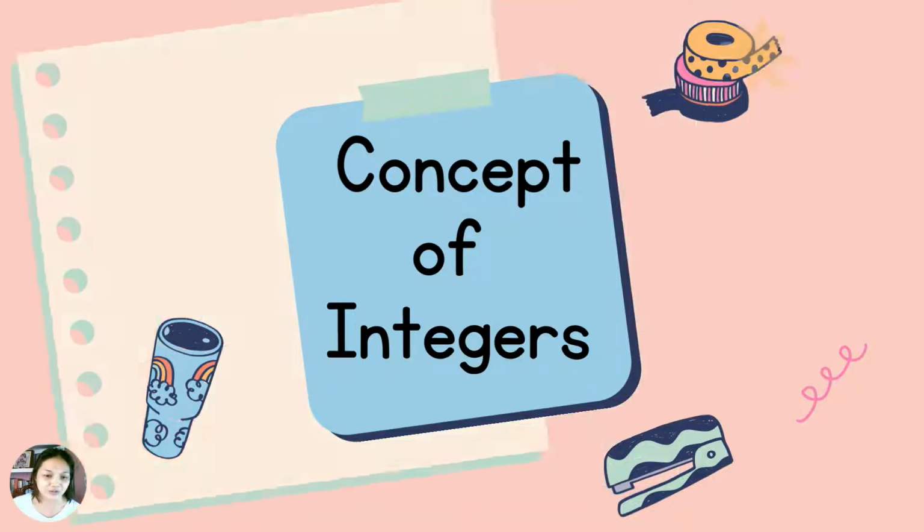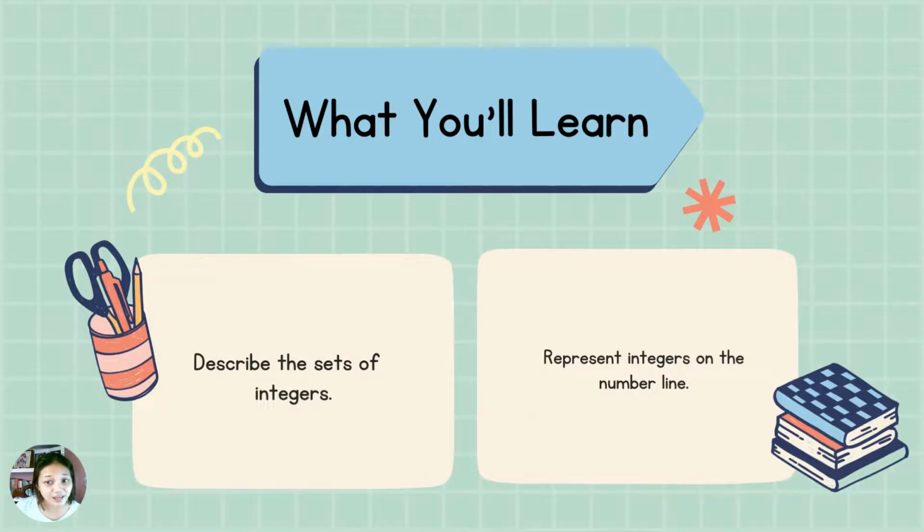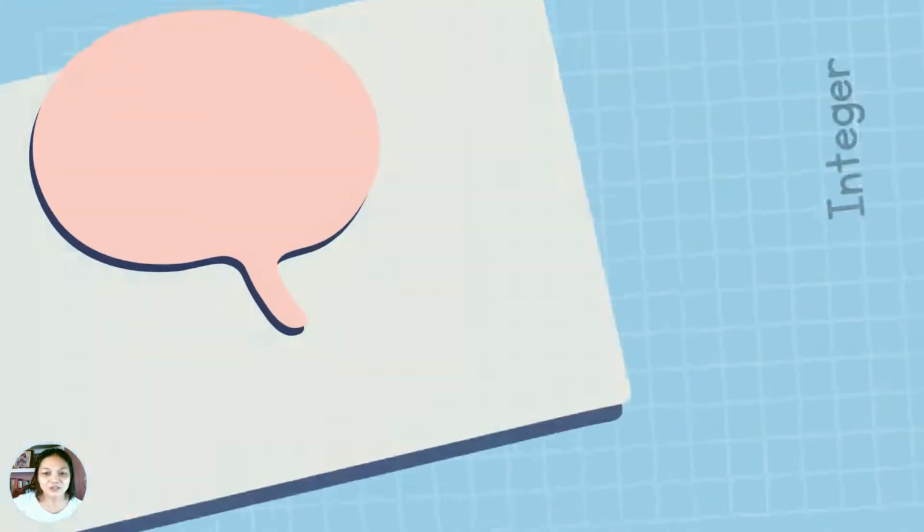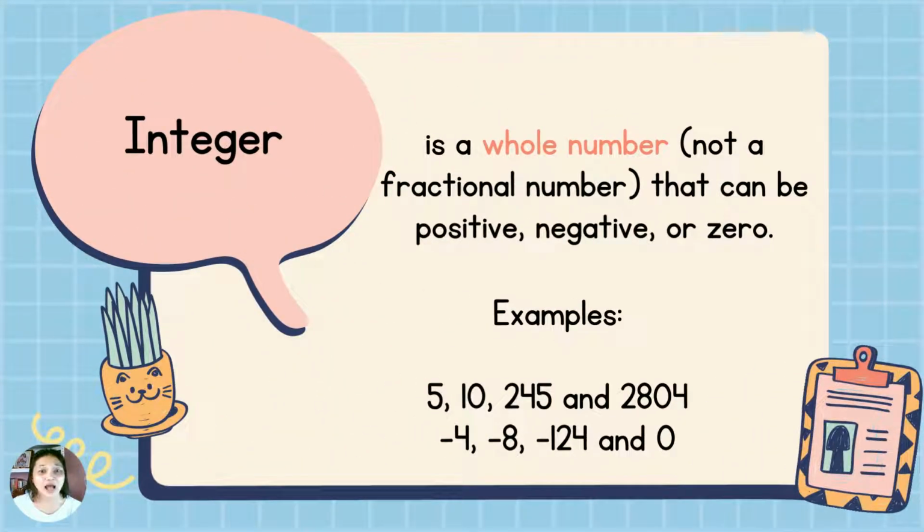Today we're going to learn about the concepts of integers. What you'll learn today is you're going to describe the sets of integers. Ano nga ba ang integers? And we're going to represent integers on the number line. So gagamit tayo ng number line to identify ano nga ba yung mga integers. Alright, so ready na ba kayo? Are you ready? Can you show me your thumbs up nga? Okay, so first, let's learn about integer.